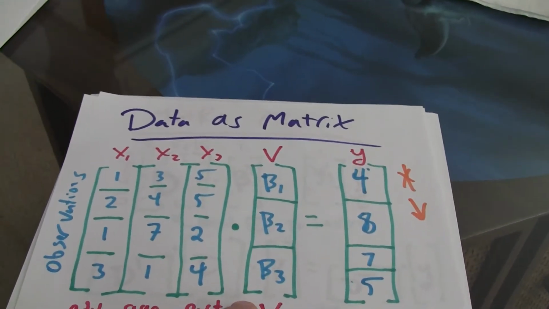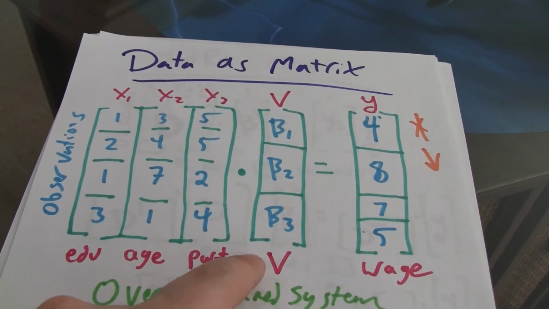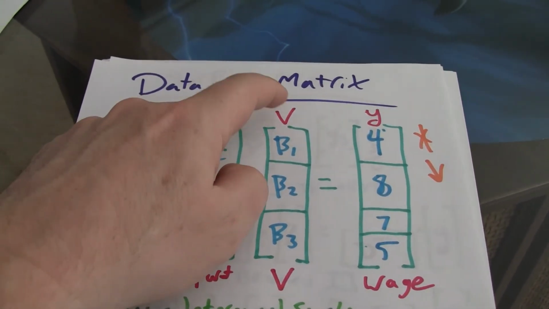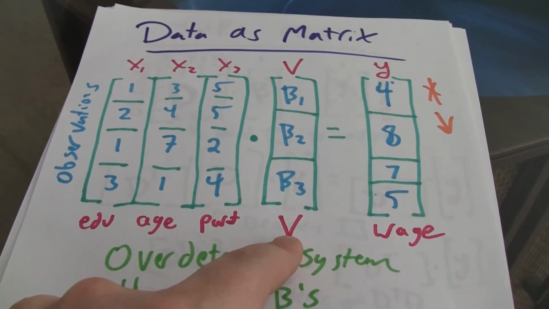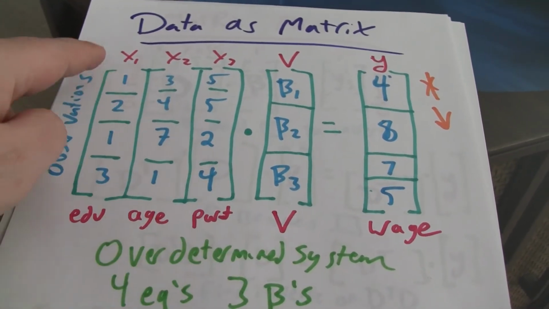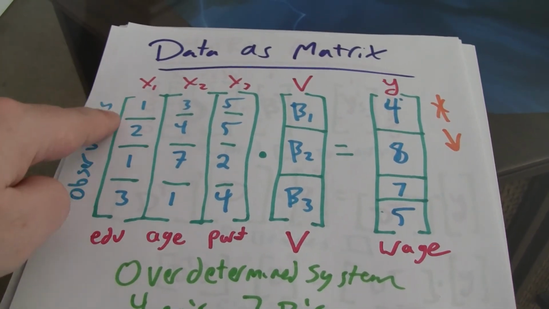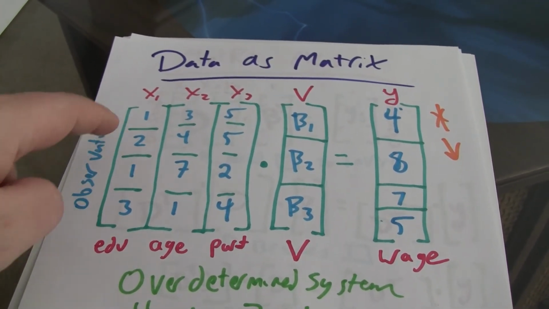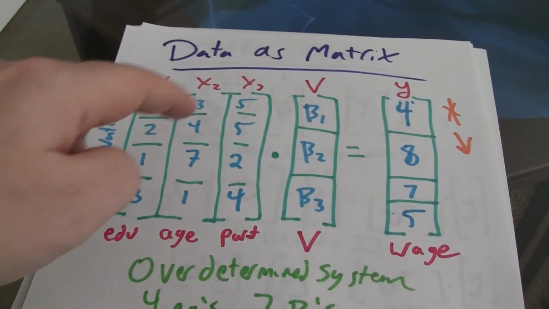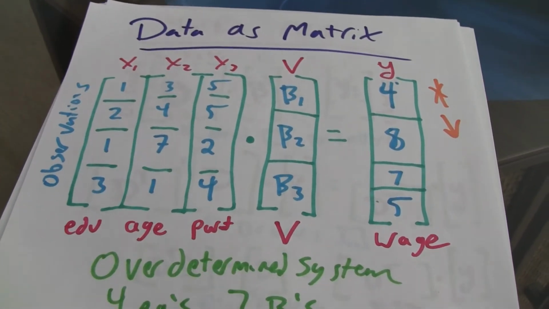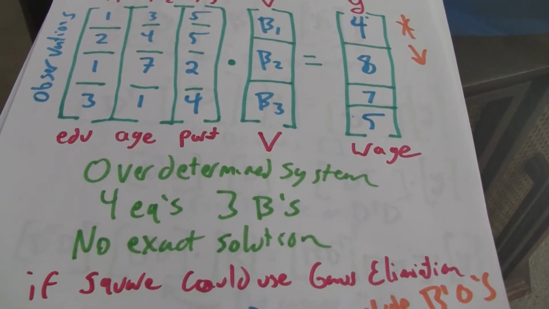Now, one thing I forgot to mention is I didn't include beta knot in this, but we could have beta knot in our variable vector by having a column of 1s. Adding a column of 1s on the side of this matrix will make it so it's 1 times beta knot, and then 1 times beta knot, and then 1 times beta knot. So we always have a beta knot in there, our y-intercept.